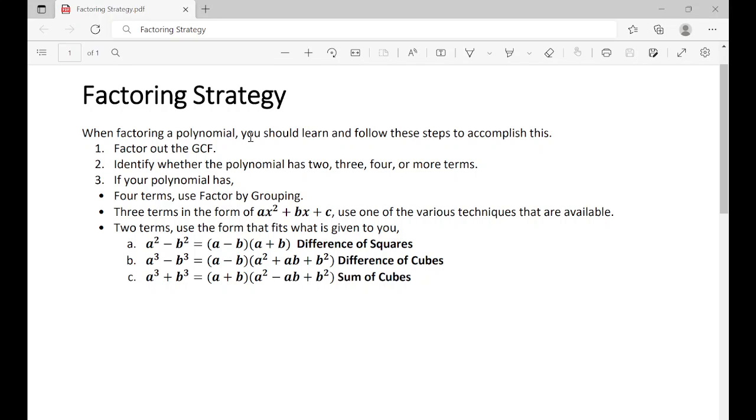When factoring a polynomial, you should learn and follow these steps to accomplish this. First and foremost, you need to factor out the GCF. Doing so will make the polynomial easier to work with if you have any more factoring that needs to be done.